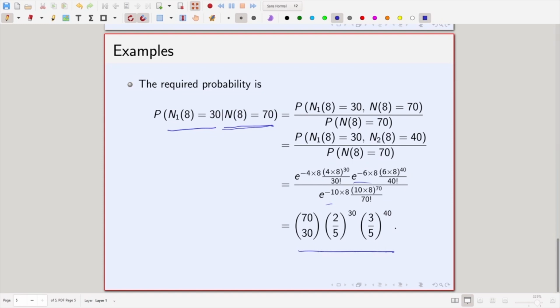Fine. So, this gives you the answer: the probability that, given that 70 people dined yesterday, 30 of them were female. Fine. This is the probability.